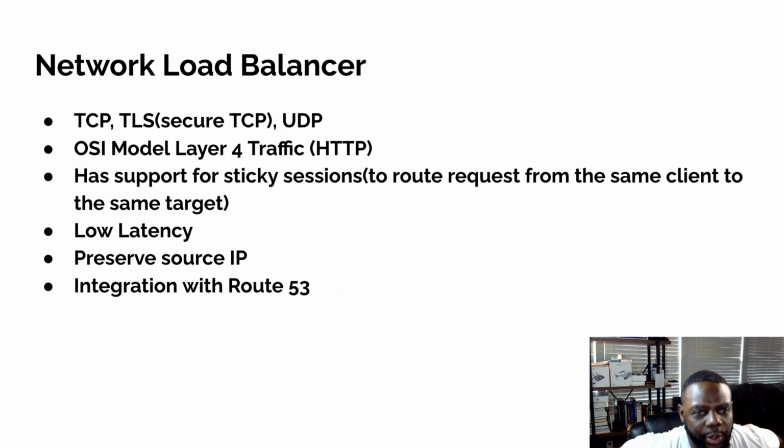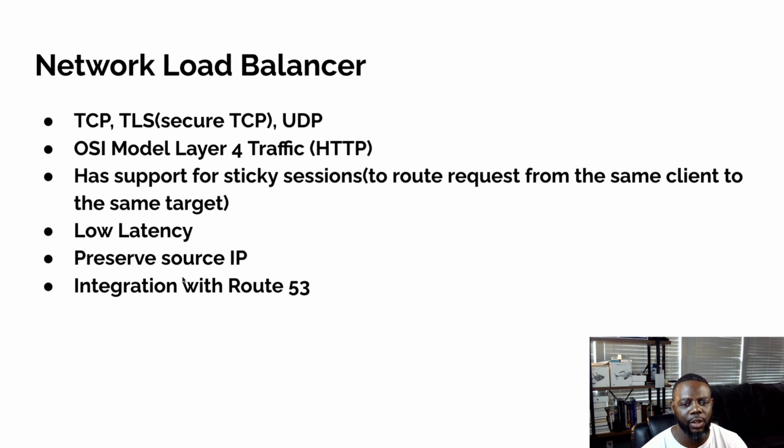So the next load balancer that we have is the network load balancer. Like we said, it works on the TCP and TLS protocols. This one differs from the ALB because this works at layer 4 of the OSI model. But this one also has support for sticky sessions. Since it works at a different layer of the OSI model, it is good for high traffic sites. So if you need to process thousands of requests per second, you would want to use a network load balancer over an application load balancer.